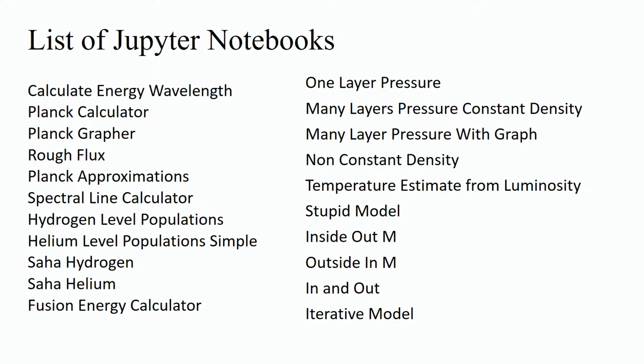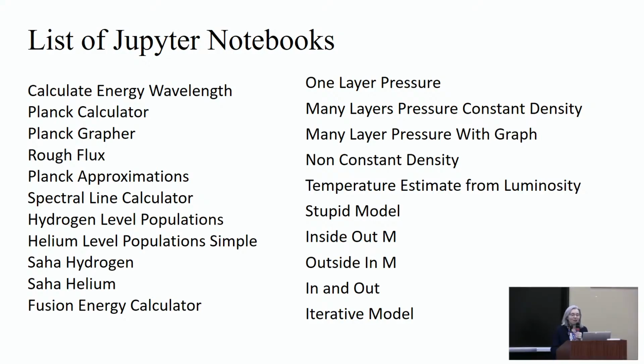So here's a list of all of the Jupyter notebooks that I created as part of the project. And so that very first one, calculate energy wavelength, all that one does is it allows the student to put into the code the wavelength of light in nanometers, and then it calculates the energy in electron volts. That's all it does. So something very simple that I would expect all of those students could do on their own, but this way they can see an example of a program that's not doing anything confusing or mysterious.